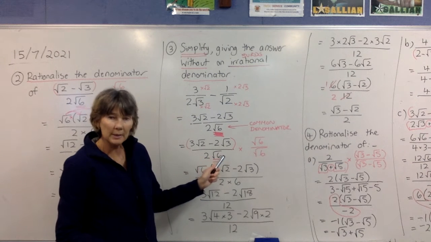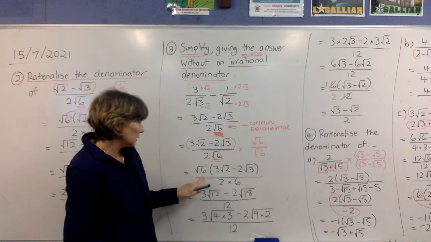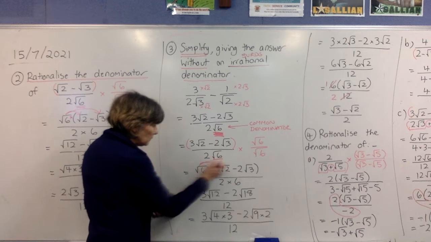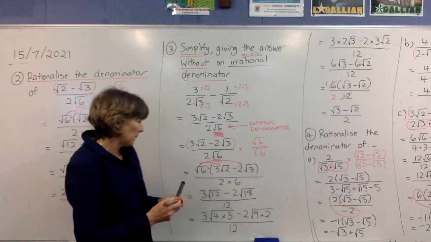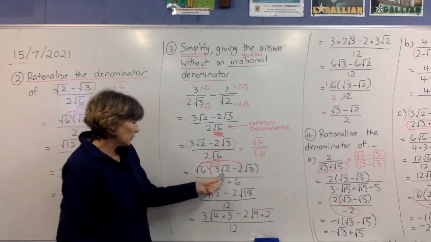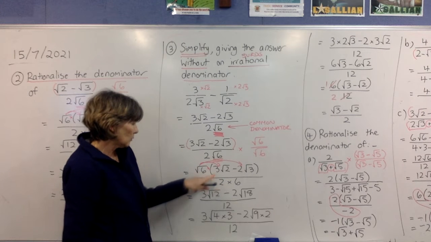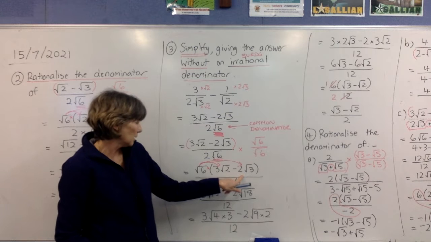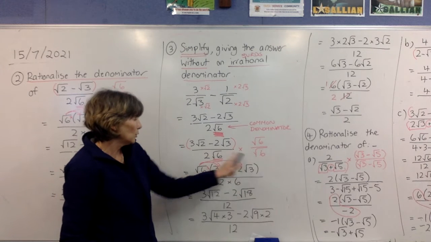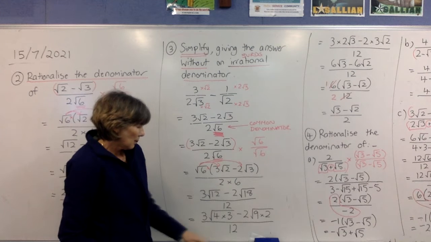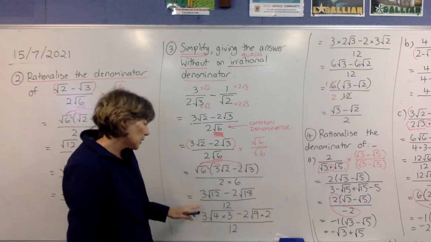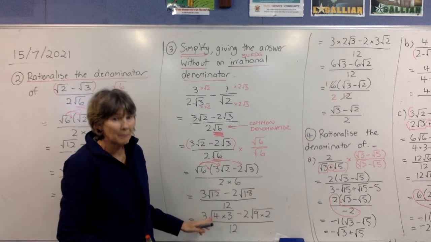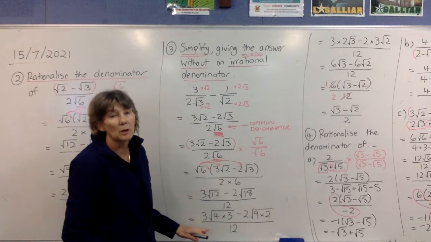And on the top, like I did before, I'm writing that root 6 down first, and then I'm going to multiply out like I would when I'm expanding. So root 6 times 3 root 2 is 3 root 12, and root 6 times minus 2 root 3 is minus 2 root 18. Now again, like the last question, I'm just going to simplify these surds and see what happens, because you'll see in a minute it makes a big difference, so you don't stop here.